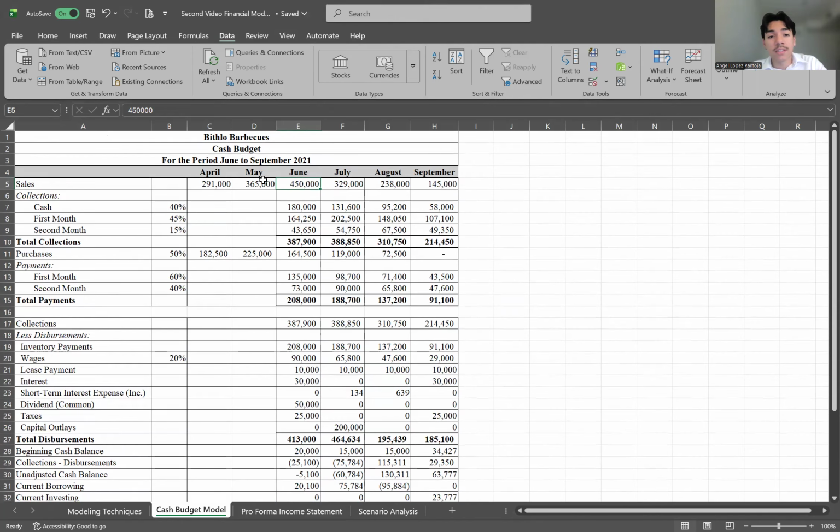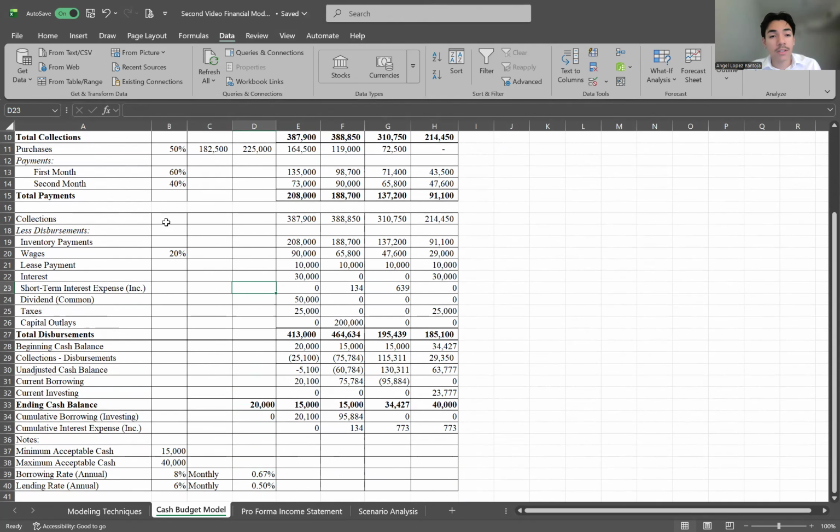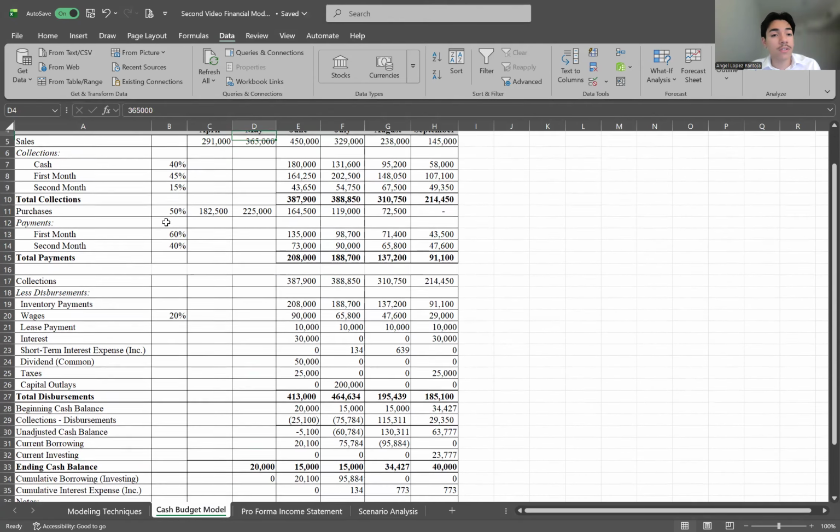For this, I think the main struggle for me was remembering to always reference these percentages down here, just referencing those, and also how the months work. So we go from May being the first month and April being the second month. So we're reading from right to left in this case instead of the usual left to right. That's a simple point, but I think it is super important.